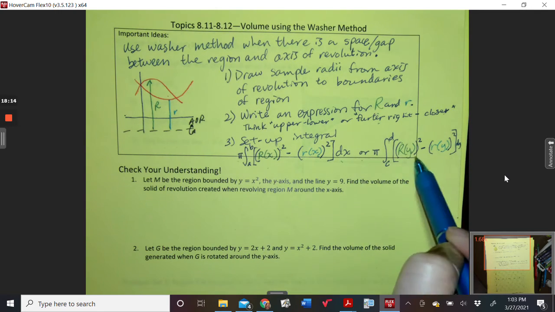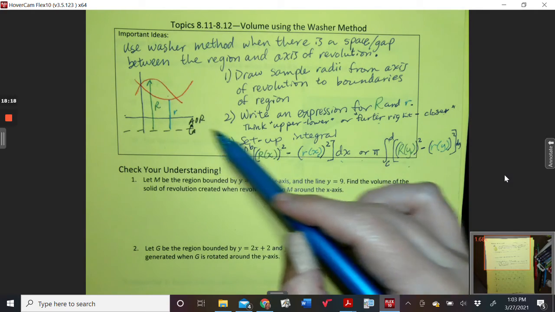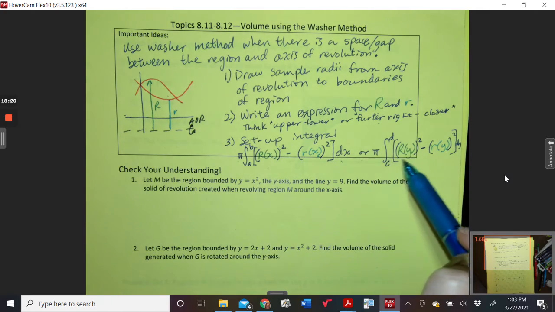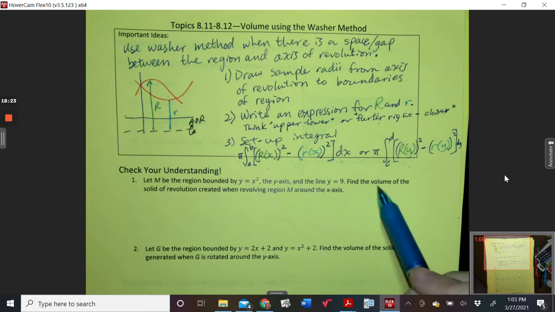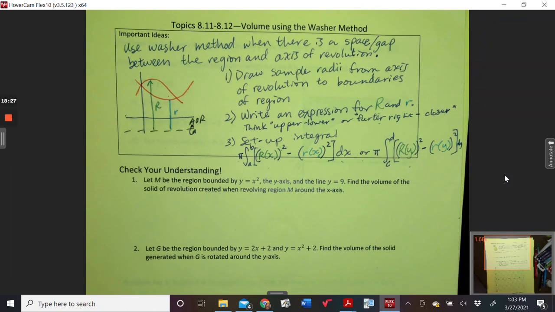Pi just sits there. So either in terms of dx, if I'm rotating around a horizontal axis of rotation, and then dy if I'm rotating around a vertical axis of rotation. Okay. And we'll talk more in just a minute.